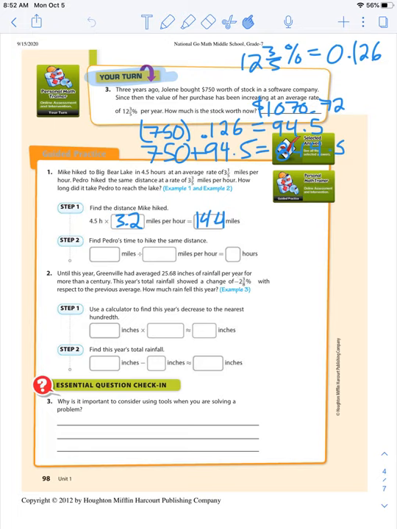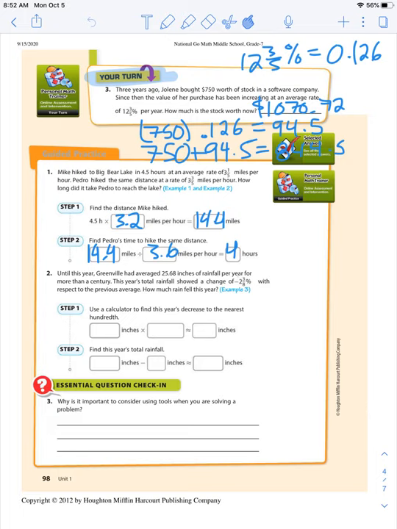Okay, so now we're finding Pedro's time to hike the same distance. So now we're going to start with the miles, 14.4 miles, divide by the miles per hour. We're going to convert 3 3/5 to a decimal, or 3.6, and it took Pedro 4 hours to hike 14.4 miles.